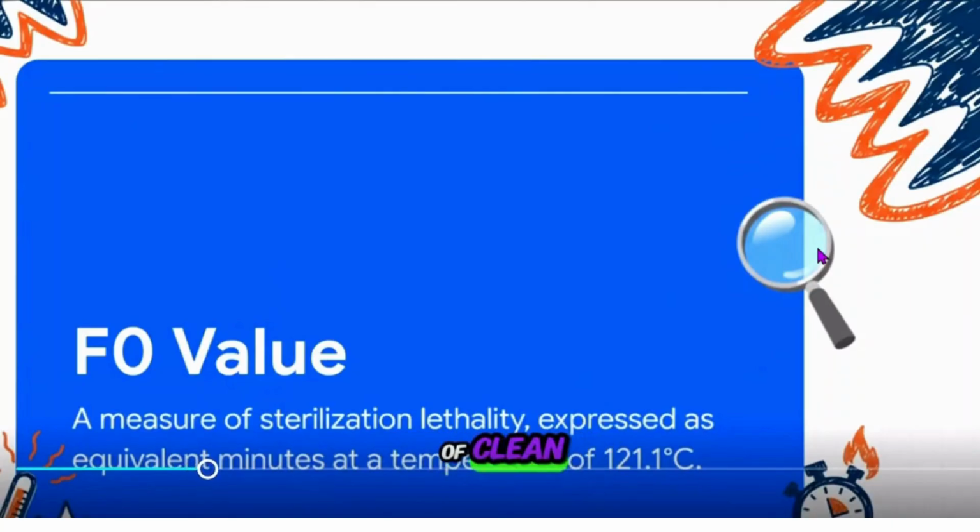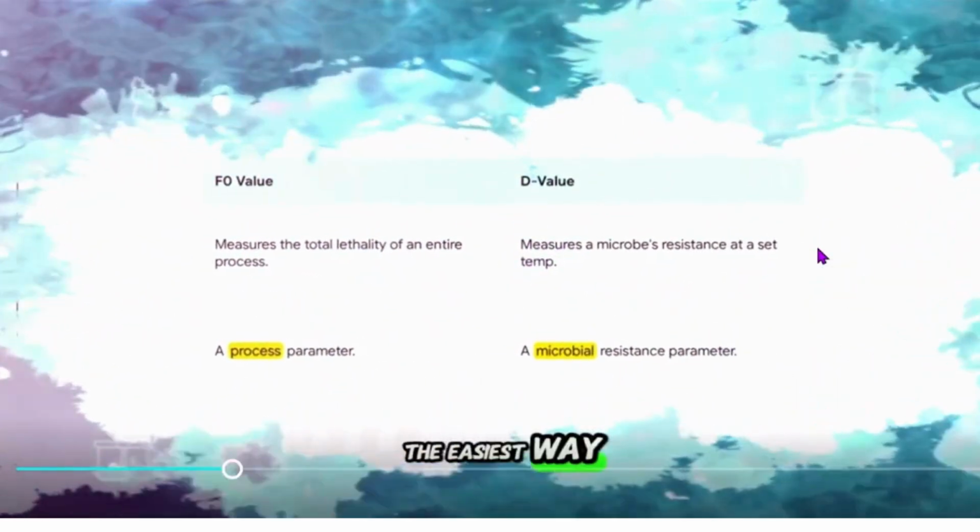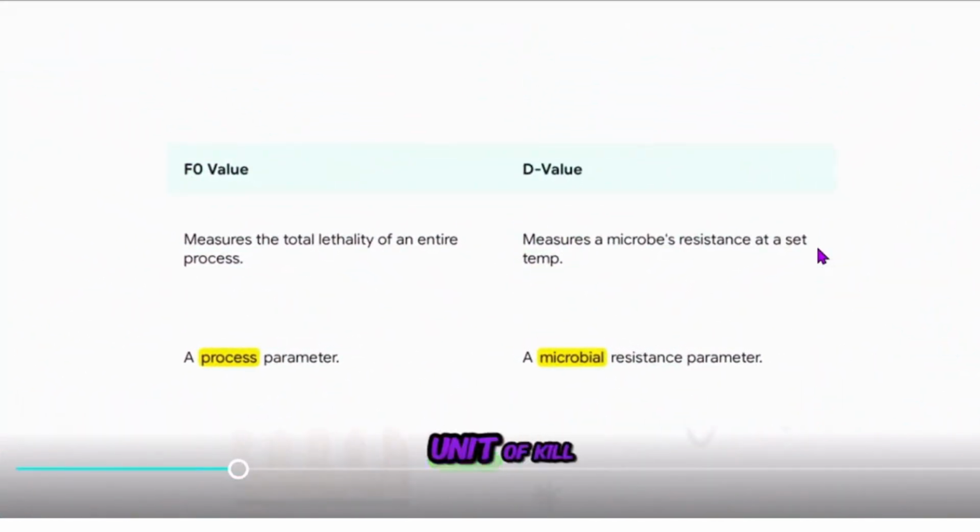So if a process has an F0 of 8, it means it delivered the exact same lethal punch as holding that product at that benchmark temperature for 8 solid minutes. Simple as that. Now this brings us to something that trips a lot of people up, the difference between the F0 value and something called the D value. But it's actually pretty straightforward. The D value is all about the microbe. It measures how tough a specific bug is at a specific temperature. The F0 value, on the other hand, measures the total destructive force of the entire process with all its temperature ups and downs. So think of it this way. F0 is about the power of your weapon. The D value is about the toughness of your enemy.